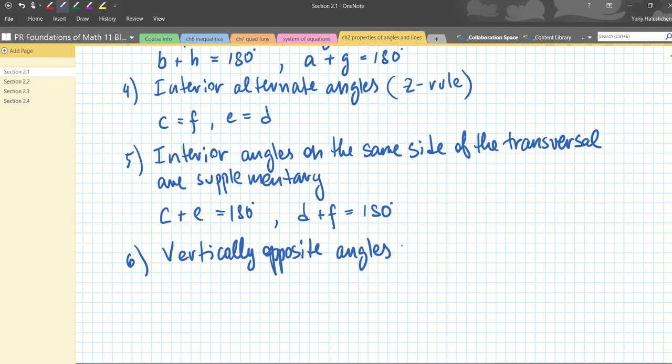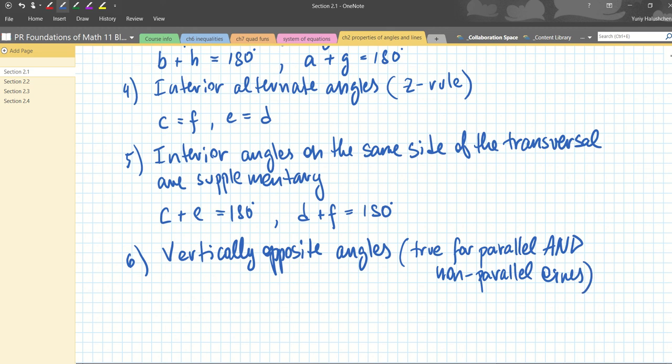So I'm going to add a comment here that this is true for parallel and non-parallel lines. Okay, so in cases when you're not sure whether the lines are parallel or not, at least if you have vertically opposite angles, you know that those are going to be equal. So in this case, there's quite a few of them.